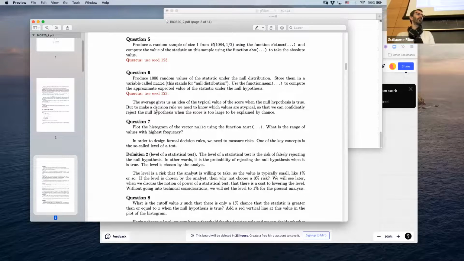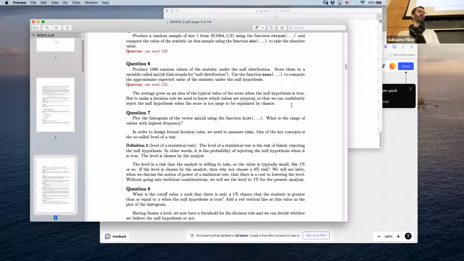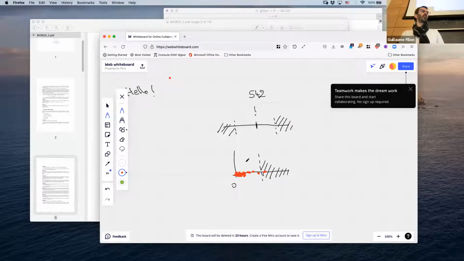Okay, so this average gives us an idea of the typical value of the score when the null hypothesis is true. But to make a decision rule, we need to know which values are atypical so that we can confidently reject the null hypothesis when the score is too large to be explained by chance. So what I mean here is that when we have all these red points, the typical value is around 13. Okay, fine, cool story. But we don't care about the value of 13 for the purpose of rejecting the null. This is a typical value for the null. What we want is an atypical one. We want to know when too much is too much.